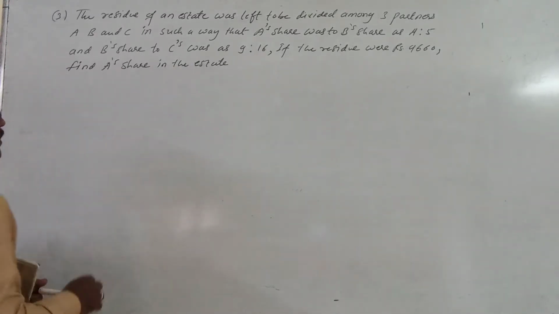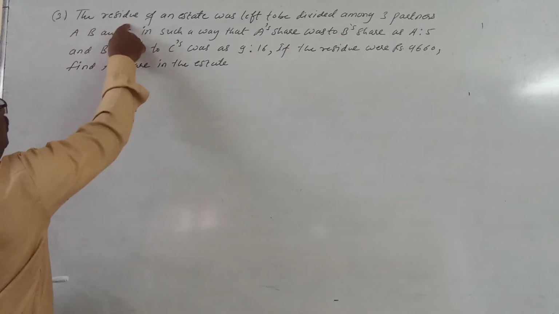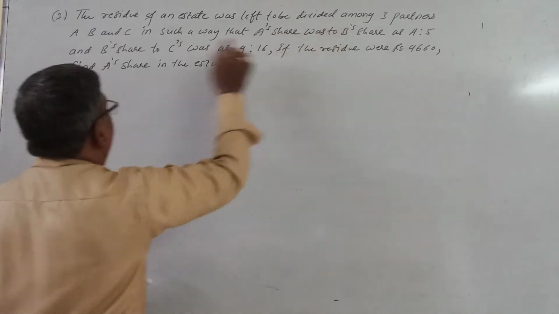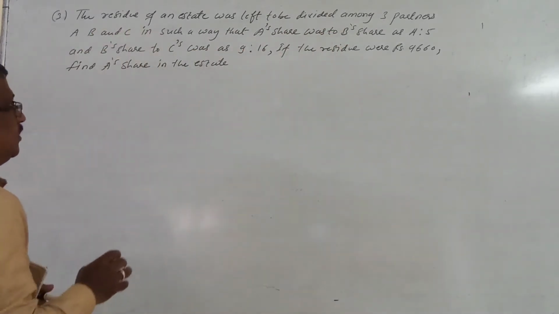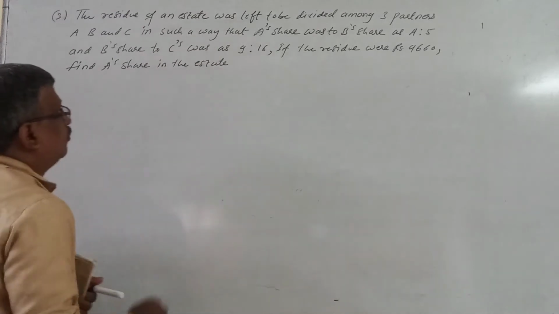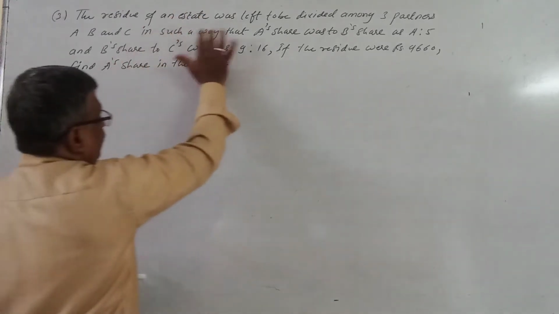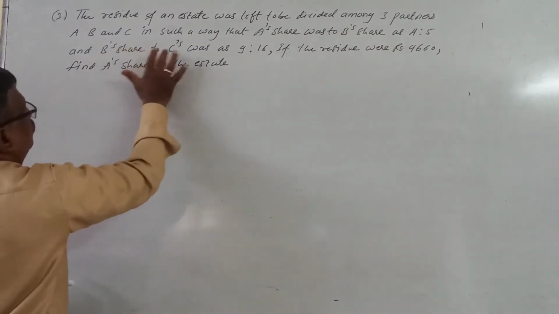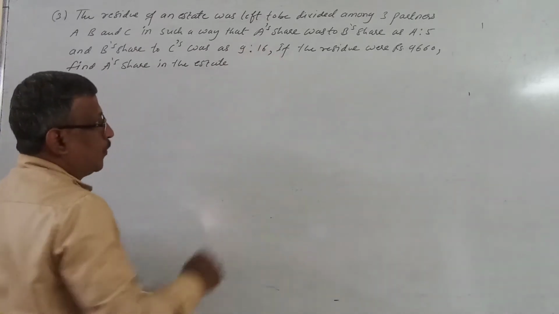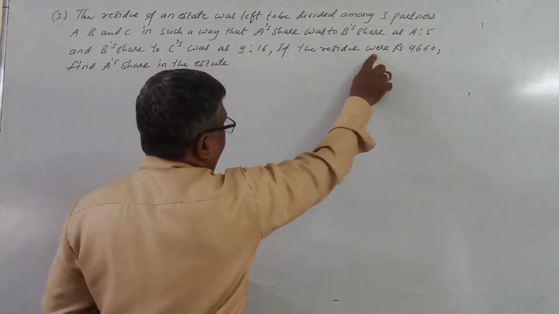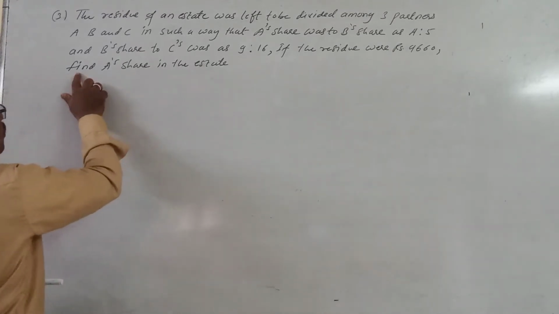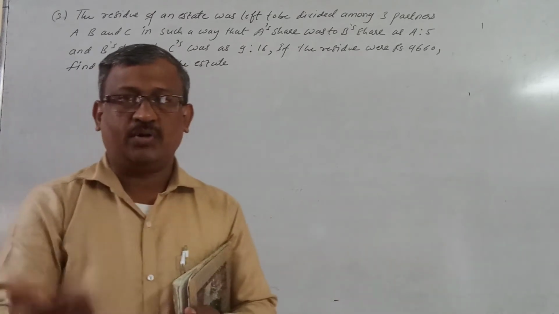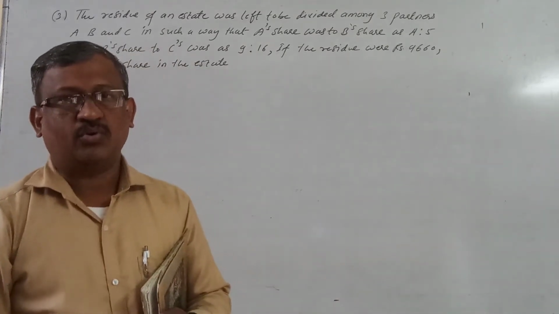So what question have they given here? I will read out the problem. The residue means what? The amount. The amount of an estate was left to be divided among three partners A, B and C. There are three partners A, B and C, and among these three partners we have to distribute the estate, that is property, in such a way that A's share to B's share is 4:5 and B's share to C's is 9:16. So the question is, if the residue, means the amount, were rupees 9,660, they are asking you to find A's share in the estate. Means what is A's share in that property? That A's share we have to calculate.